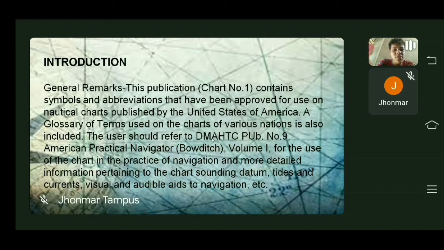The user should refer to DMA TC Pub Publication Number 9, American Practical Navigator, Bowditch, Volume 1, for the use of the chart in the practice of navigation and more detailed information pertaining to the chart, sounding, datum, tides and currents, visual and audible aids to navigation, etc.